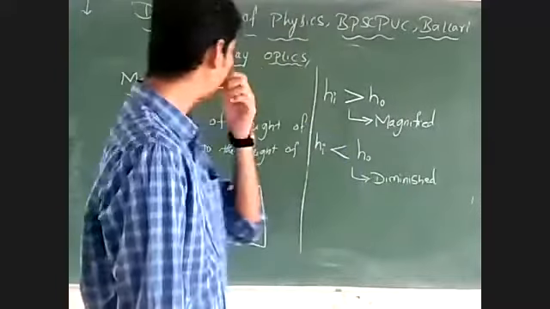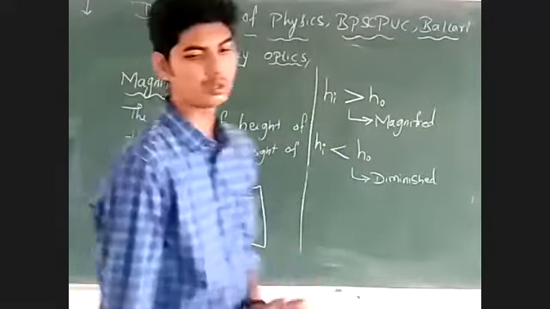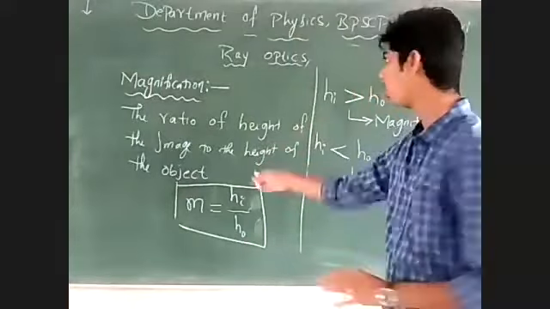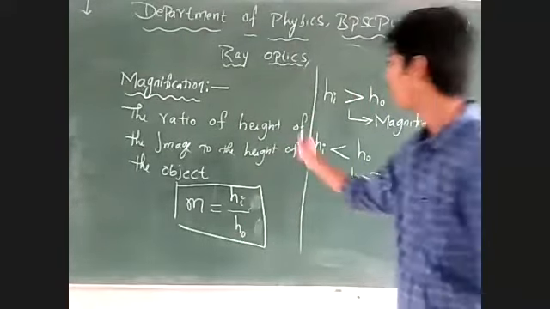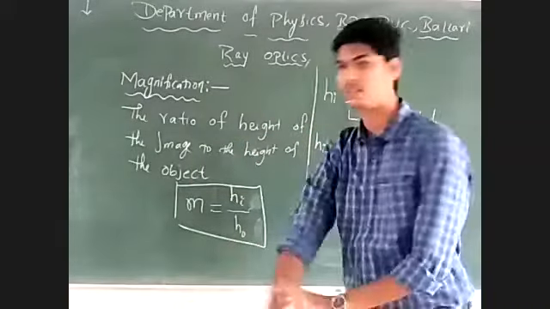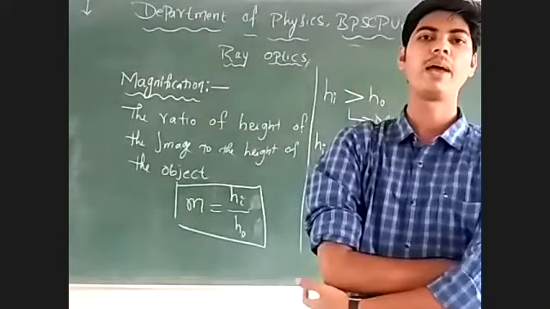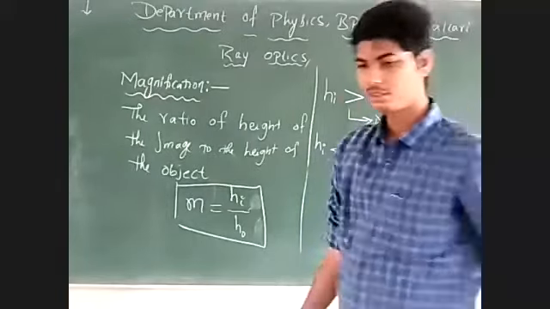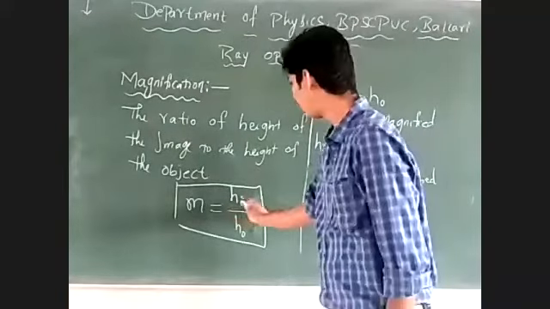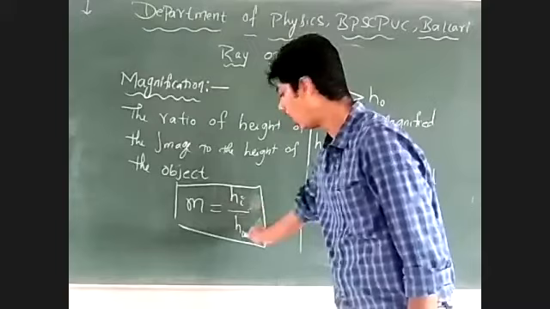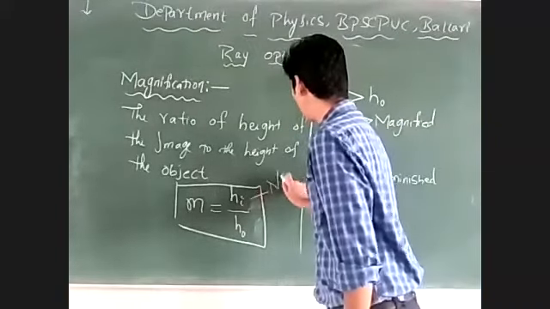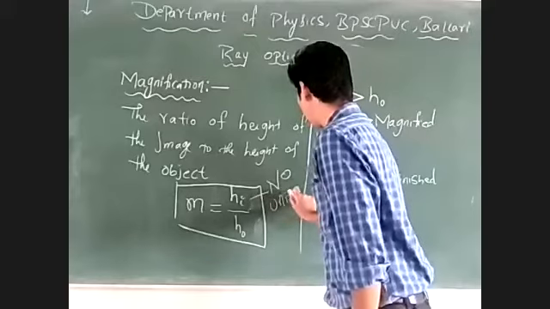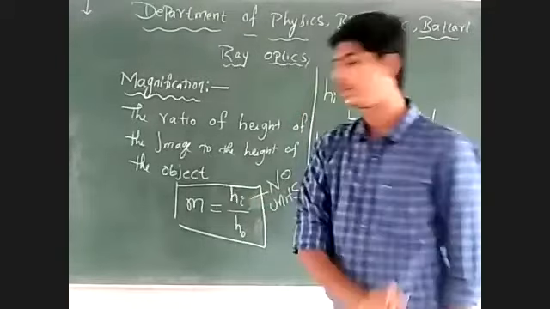I hope the idea of magnification is clear at this point. We have a lot more to discuss about magnification. But is the definition of magnification clear? How to calculate magnification? Is this clear? Magnification is defined as the ratio of height of image to the height of object. And magnification has no units. Remember this. Magnification has no units.